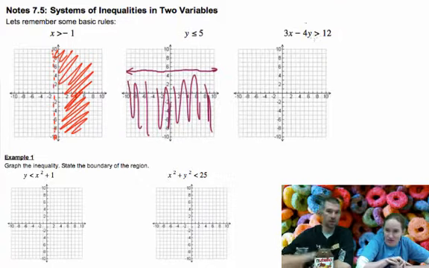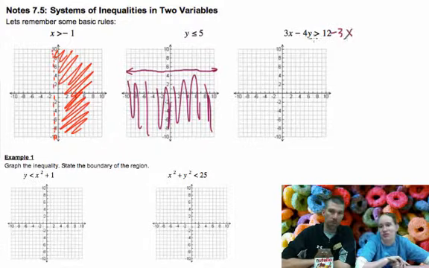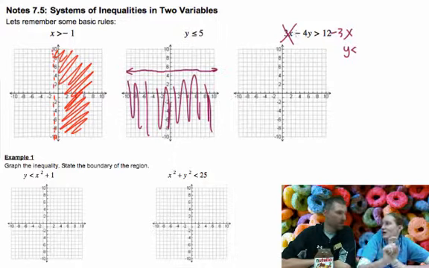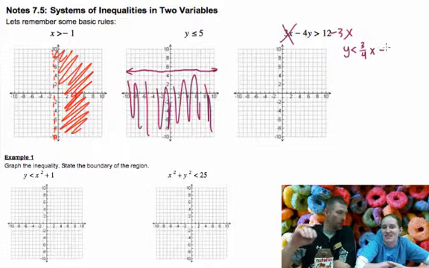Now, the third example is actually a line, and it requires a little bit of work to get to the shading. Ideally we'd have this solved for y, so we'd subtract 3x over, and then have -4y is greater than 12 minus 3x. Then when we divide by -4, remember we flip that inequality around. You can't forget that. That's error number uno when you deal with inequalities: when you divide or multiply by a negative, you've got to change the inequality.